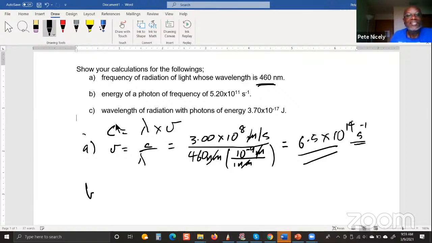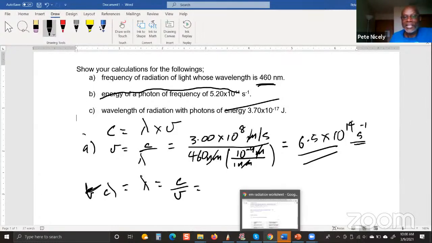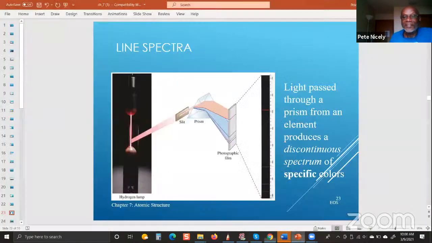Now the B part is asking for, oh, we won't be able to do the B part yet, so let me scratch that out. But we can do the C part. The C part is asking for the wavelength, which would be c divided by nu. Oh, wait a minute. We won't be able to do the C part either, because we have not done this equation yet. In fact, let me save this question for later as I move on to the other topics.